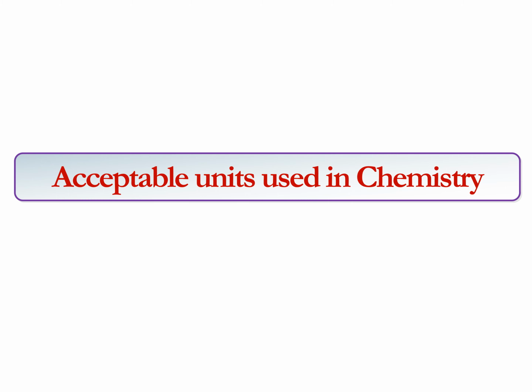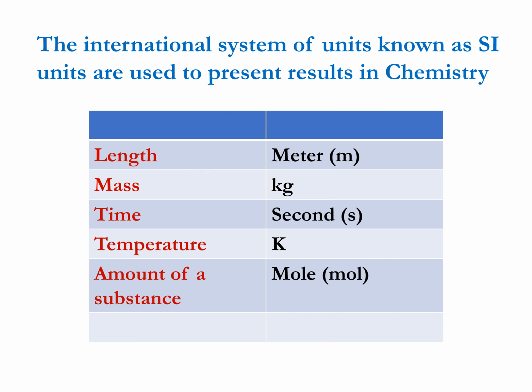So we now look at acceptable units that are used in chemistry. So units, like I said earlier, are very important in chemistry. And the International System of Units, which is known as SI units, are used to present results in chemistry. So in chemistry, it is only the SI units that are used to present results.